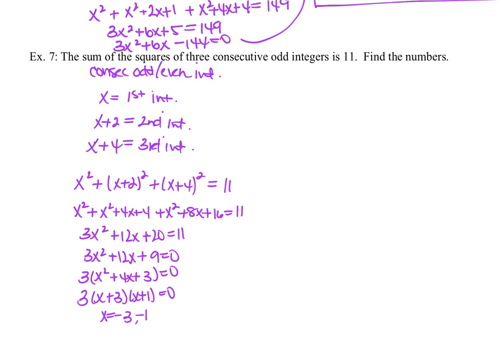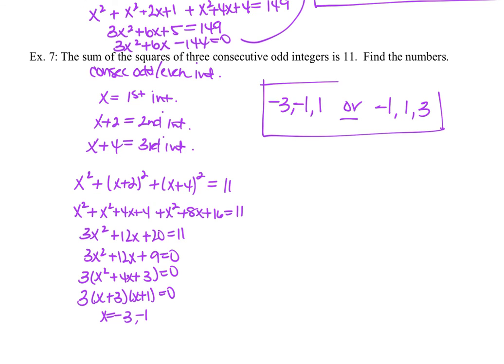So for my answers, if x is -3, then my second one would be x plus 2, so that's -1. And my third odd would be x plus 4, so that's +1. My other set, if x is -1, then x plus 2 would be +1, and x plus 4 would be +3. So those are my two sets of answers there.